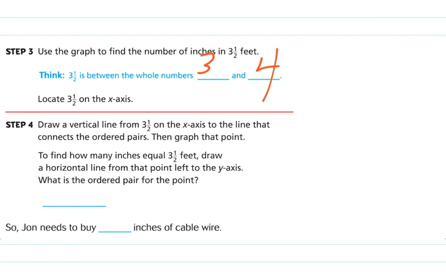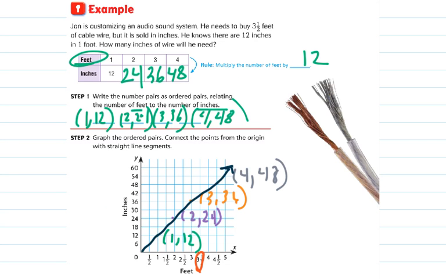Now, step 4, we draw our vertical line from 3.5 on the x-axis to the point that connects the ordered pairs, then graph that point. So what we're going to do is go to 3.5, and we're going to take that all the way up to 42. So 3.5, we took out, we get 42. So 3.5, comma, 42 is our ordered pair there.